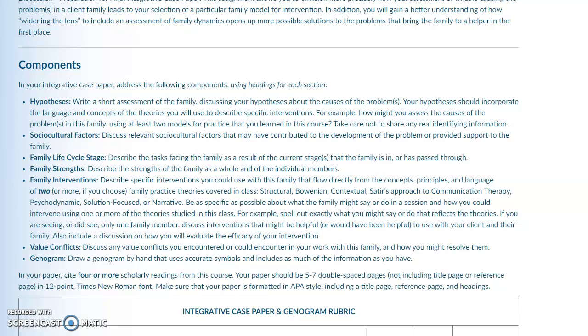So for this section, you're going to be choosing 2 different practice theories. So this doesn't mean just 2 different interventions. It would be interventions based in 2 different theories that we covered in this class, and they're listed here. So structural, Bowenian, contextual, the communication theory, psychodynamic, solution focused, narrative, emotion focused therapy could be included there as well.